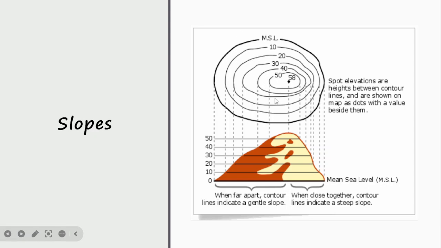Now this way, if you just try to see how it looks, eventually you will find that the part where the contours are a little far apart from each other will show a gentle slope, and the ones which are closer packed to one another will show a steep slope. And as you can see, these contours are there to show that there is a mountain. So when far apart, contour lines indicate a gentle slope, as I said, and when close together, the contour lines indicate a steep slope.